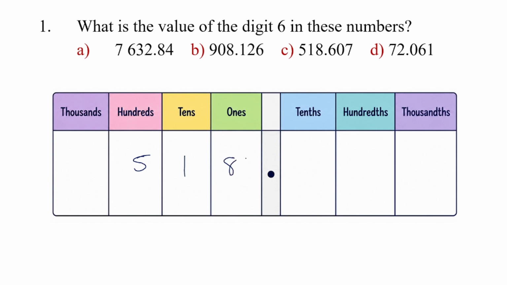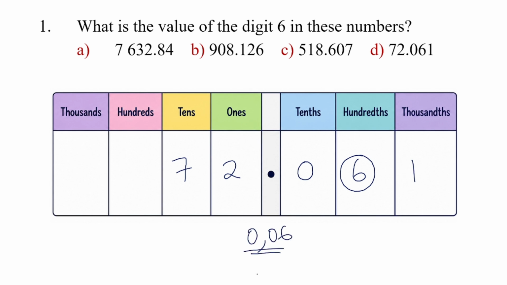The next number is 518 and 607 thousandths. And then what is the value of 6 here? It is under the tenths. So it means this 6 is 0,6. And then the last number, we have 7 tens, 2 ones, 0 tenths, and then 6 hundredths and 1,000s. What is the value of this 6 here? That is 0,06, like that.